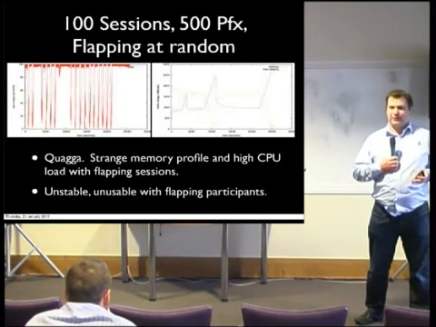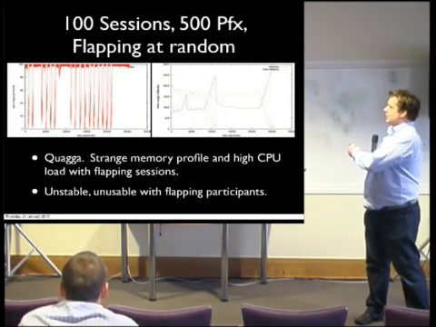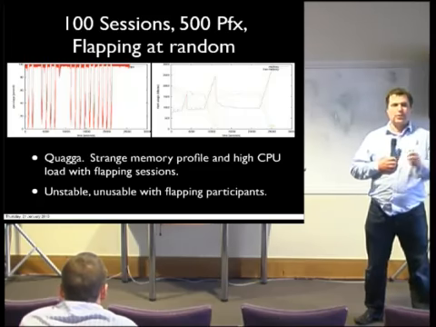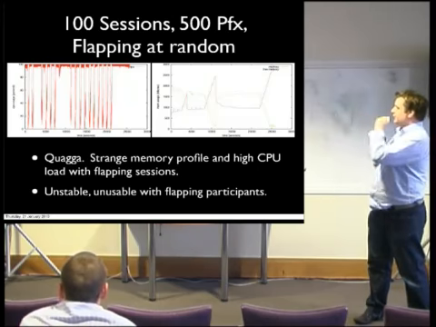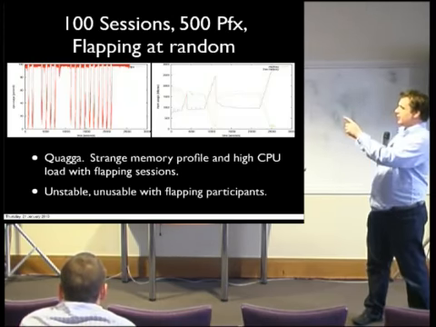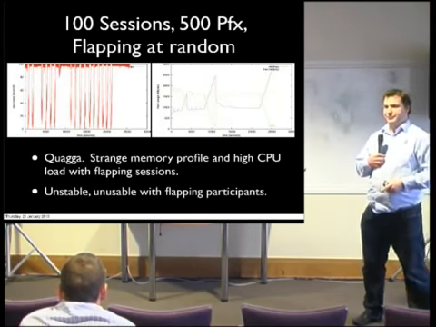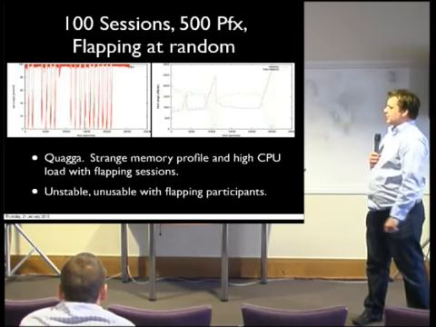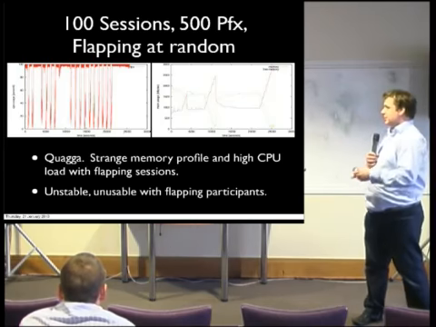I think the different behaviours were best demonstrated with this particular test, which was 100 simultaneous sessions announcing 500 prefixes flapping at random overnight. With Quagga we noticed two particular behaviours that are undesirable. First of all, the CPU seems to run away with itself. It was flapping all the time, and sometimes the CPU was pretty idle, but most of the time the CPU was 100% all the time.